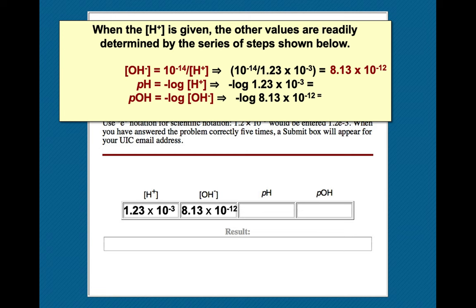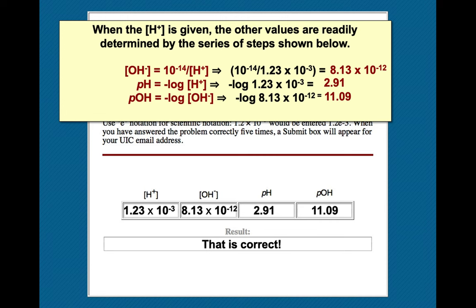pH is going to be the negative log of this. Type it in, hit log, change the sign, 2.91. pOH, we can do this two ways. We could take 14 and subtract that, or we could simply take this, type it in, hit log, change the sign, and we're at 11. It really gets to be fun, trust me.